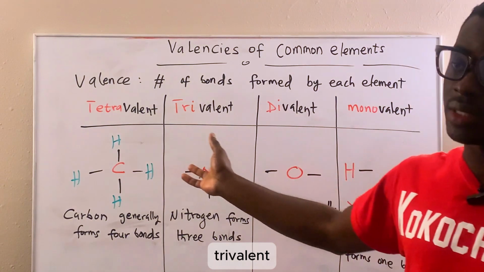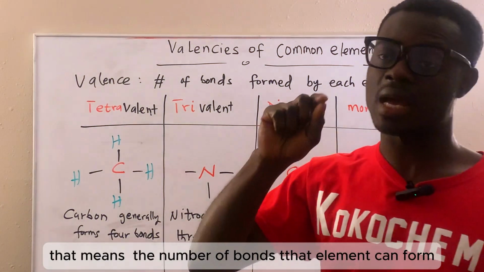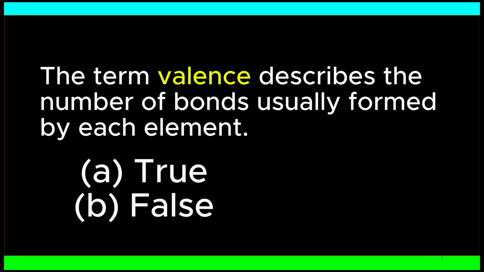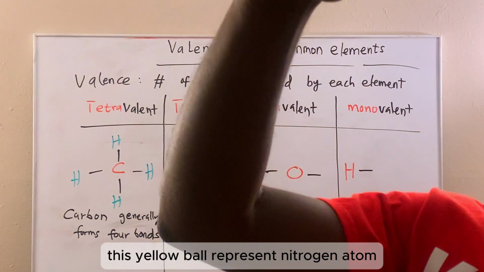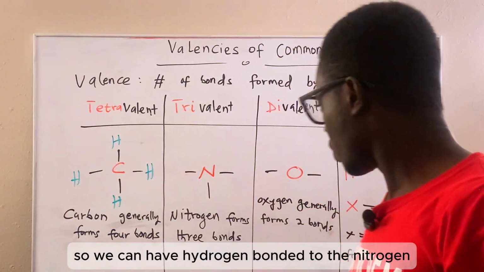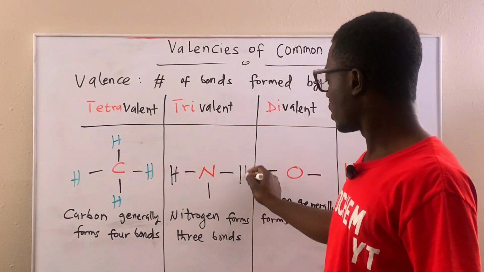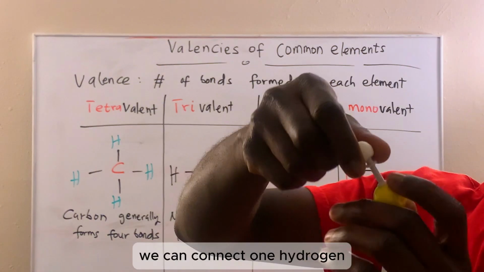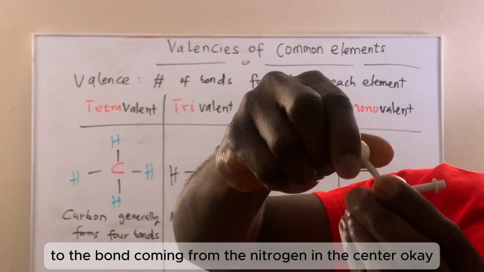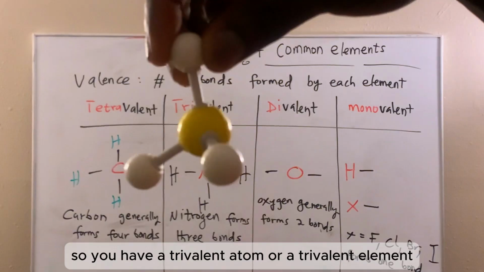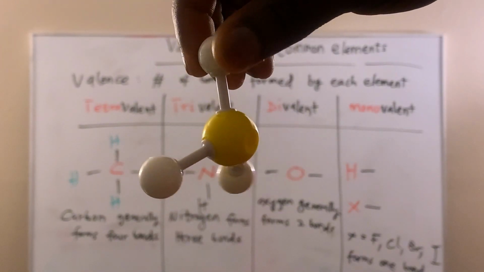An element can also be trivalent. That means the number of bonds that element can form is 3. An example is nitrogen. Assuming this yellow ball is nitrogen, how many bonds would nitrogen form? The predictable number of bonds is 3. So we can have hydrogen bonded to the nitrogen, another hydrogen, and another hydrogen. We connect one hydrogen to each bond coming from the nitrogen in the center. So you have a trivalent atom or a trivalent element.